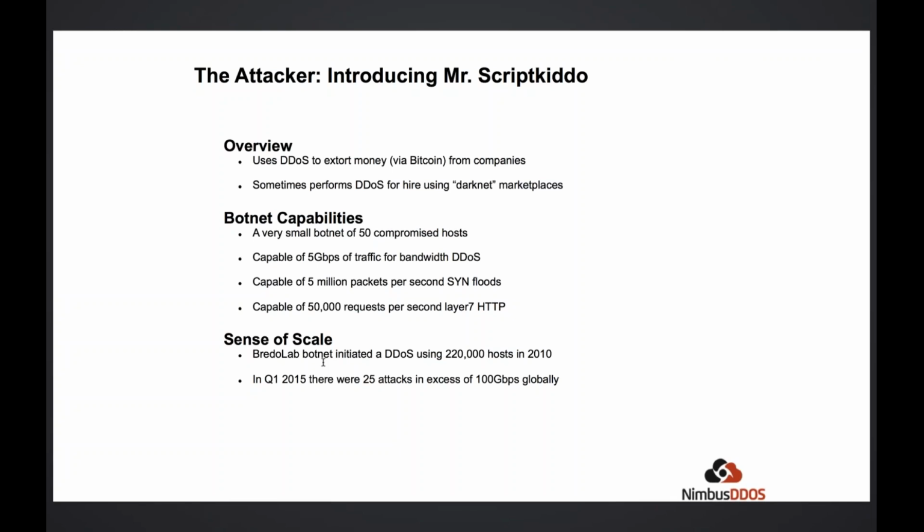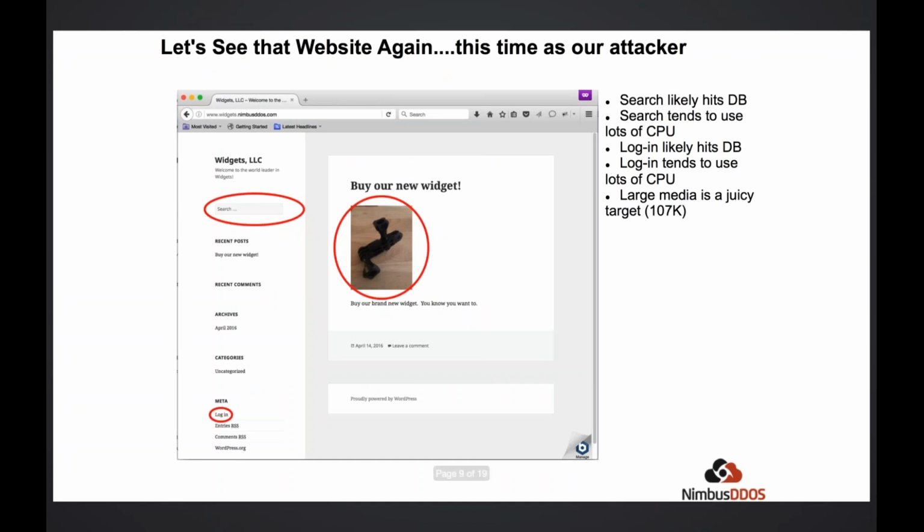So let's take another look at the widgets company website, but this time let's do it in the shoes of our attacker. To an attacker, there's going to be a few things that will often stand out. Primarily, they're going to be interested in anything that's likely to be CPU intensive or that will hit a database. That would be like the search field here and the login field here.